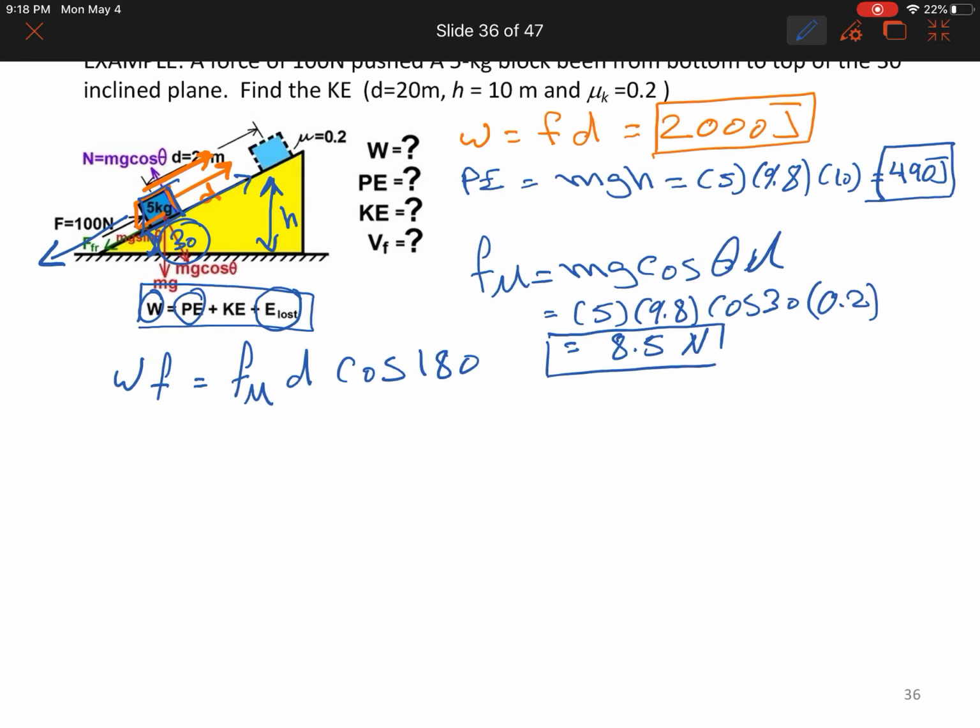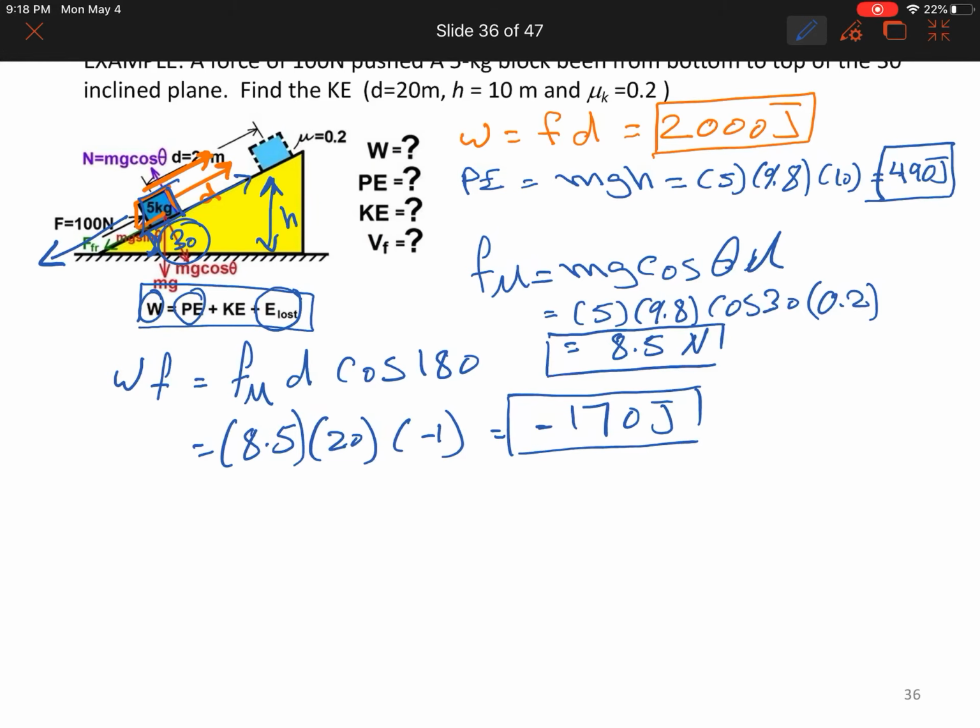Now we can go ahead and find work friction. So work friction will be force friction, 8.5, times the distance, which is 20, times minus 1, and this will equal minus 170 joules, and now we managed to find energy lost.